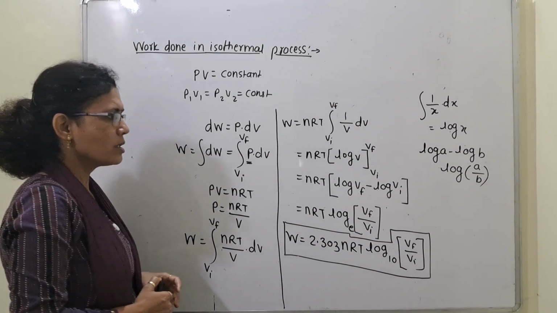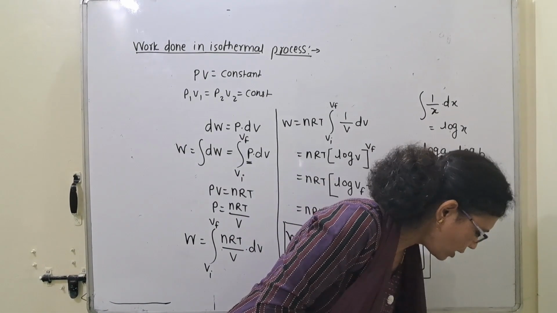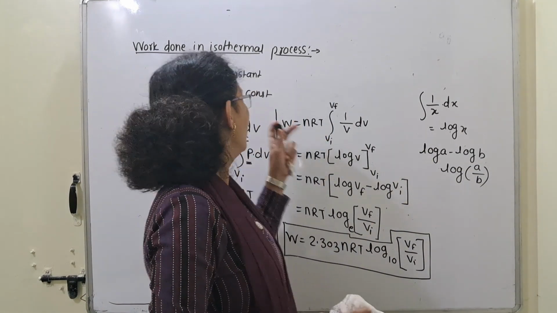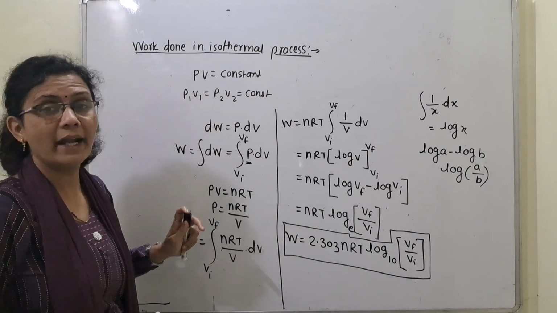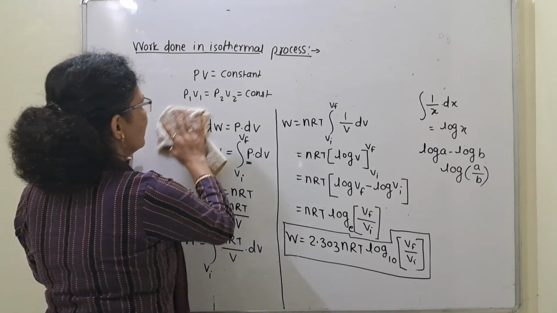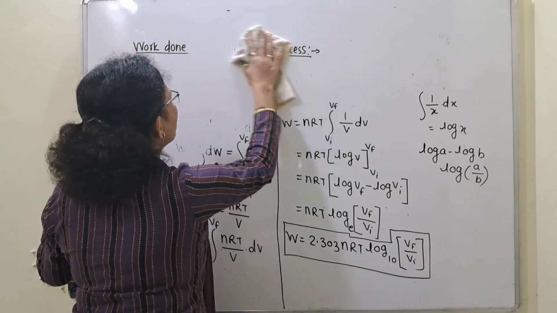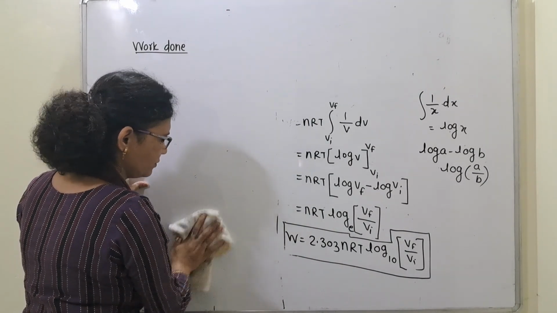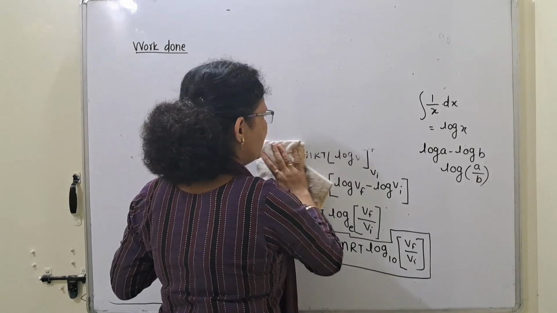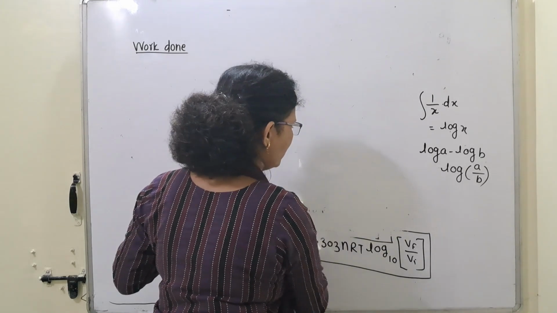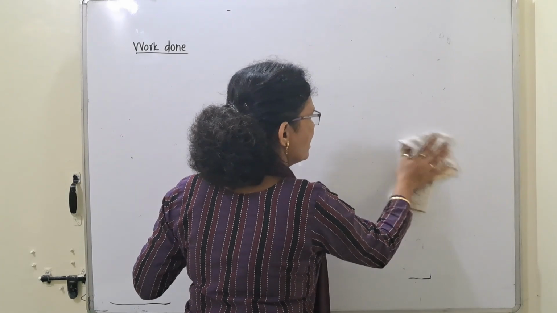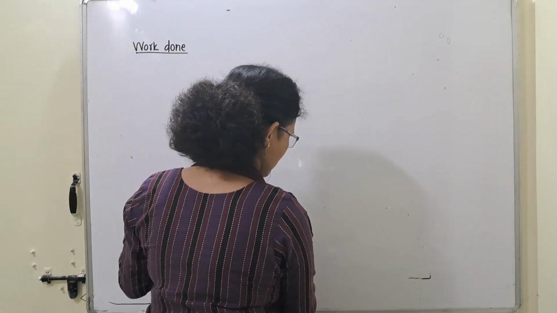Okay. So next derivation, or last derivation of this lecture, is the work done in an adiabatic process. Okay, let us do that. Work done in adiabatic process. See, in an adiabatic process, there is no exchange of heat taking place in the gas.